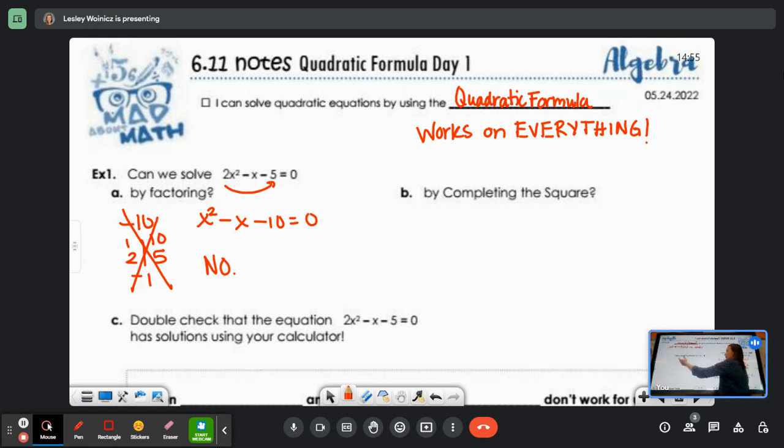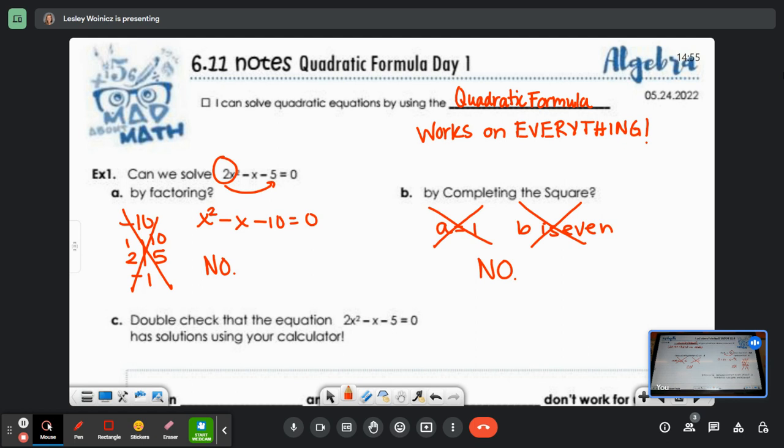Okay, our requirements for completing the square are that our a value is 1 and that our b is even. Is our a 1? Look at it. No, it's a 2. So not 1. Is our b even? It doesn't meet any of those requirements, so we can't complete the square.